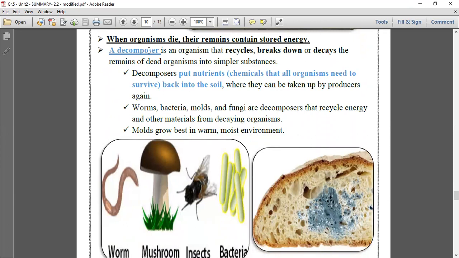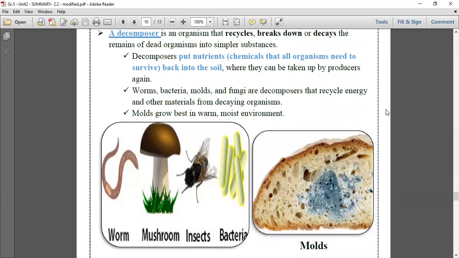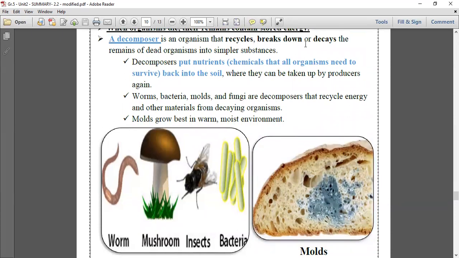Then this is the role of decomposers. Do you remember the mold of bread? Do you remember this? The bread mold. This is a way to decompose bread. So a decomposer is any organism that recycles, breaks down, or decays the remains of dead organisms into simpler substances.